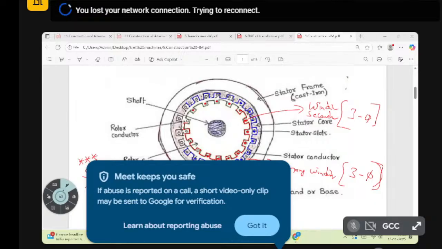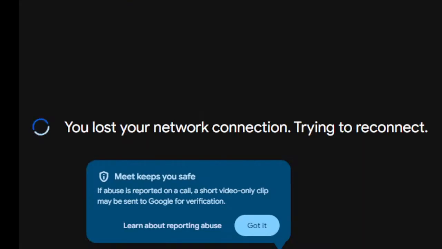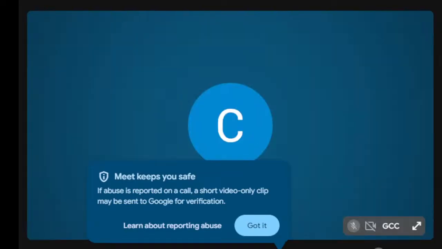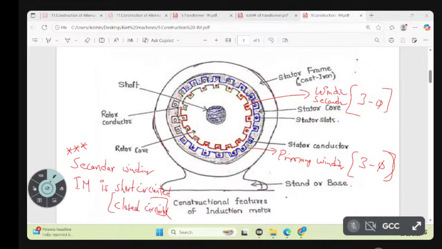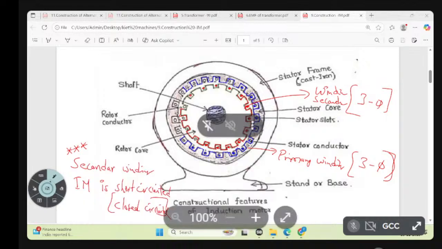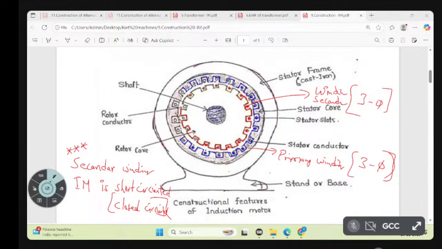Okay, so this is about the construction with respect to induction motor construction. Now, what is meant by the working of the induction motor? So primary winding is there in the transformer, and secondary winding is available in the transformer. How are we getting the secondary induced EMF in the transformer? Because of the flux which is generated by the primary winding, we are getting the secondary winding EMF.